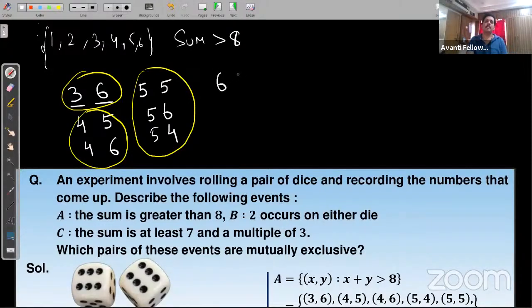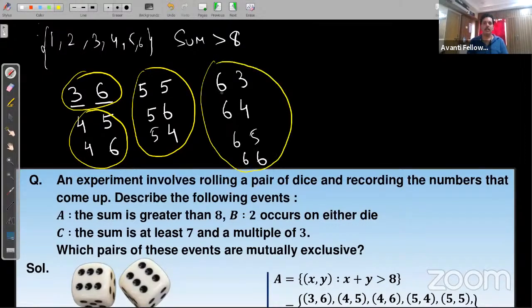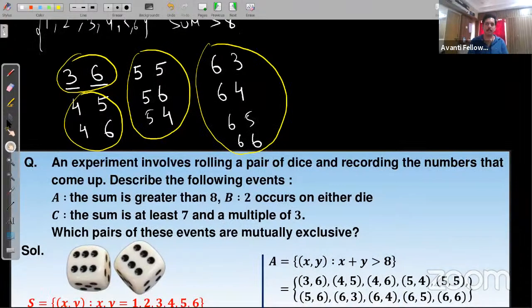Can anyone tell me, will 6 go with 2? No, it will never go with 2, because I need greater than 8, not equal 8. So it is 6, 3, 6, 4. So whatever it is there, all the things you just take it. So how many elements you're getting, guys, in your sample space total? Come on, total you are getting 10 elements in your sample space.